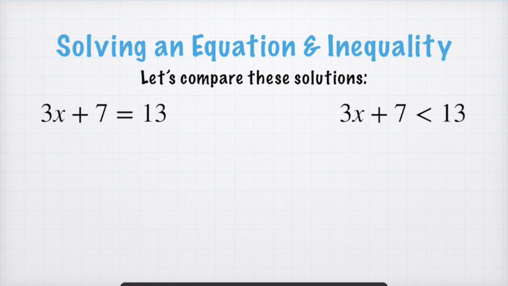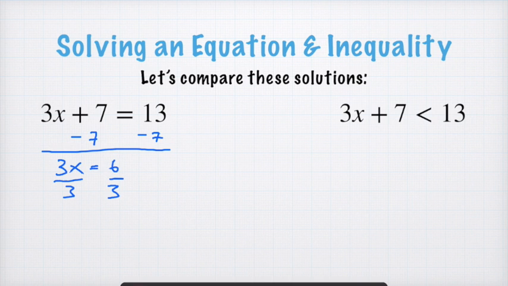Let's compare these solutions. So we're going to solve an equation, and then we're going to solve an inequality that's almost exactly like the equation. So we have 3x plus 7 is equal to 13. Well, we're going to try and get that 3x by itself. So we're going to subtract 7 from both sides. We get 3x is equal to 6. Now we're going to divide by 3, and we get x is equal to 2.